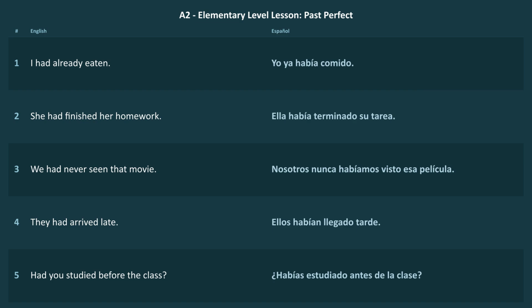Now let's make this practical. Imagine your friend says, why weren't you hungry? You answer, ya había comido. I had already eaten. Very natural, very useful.